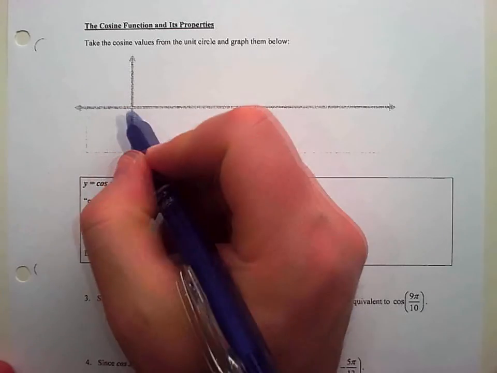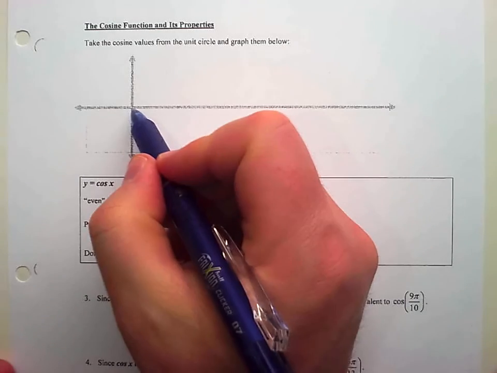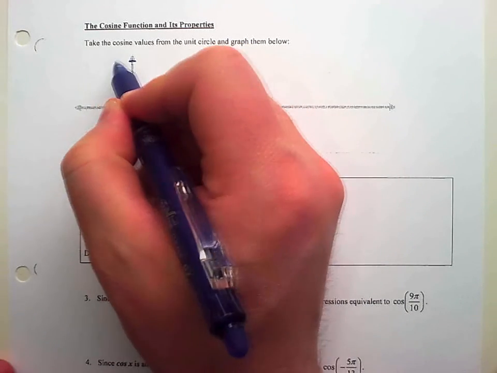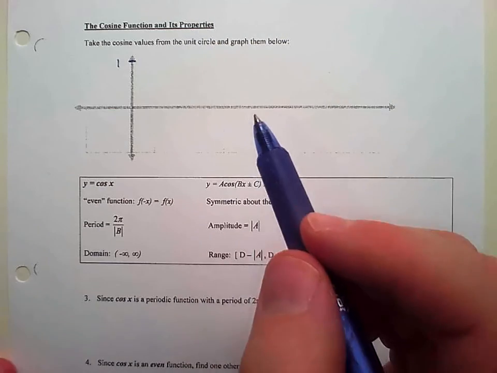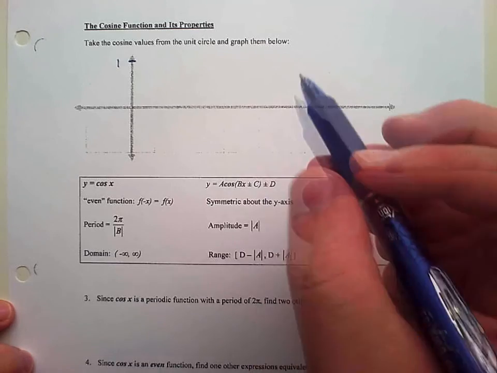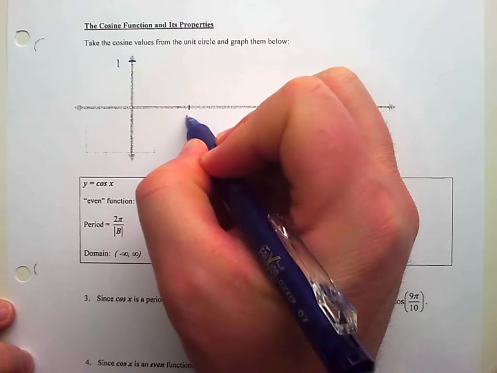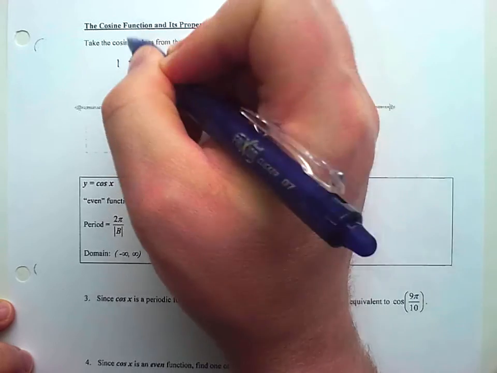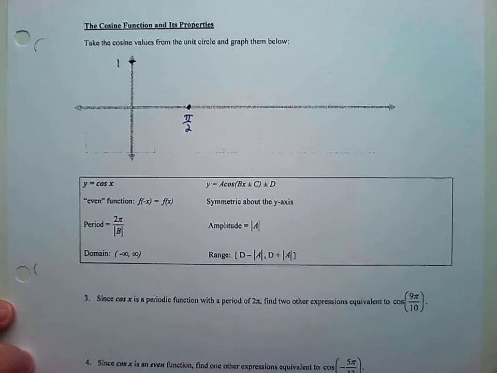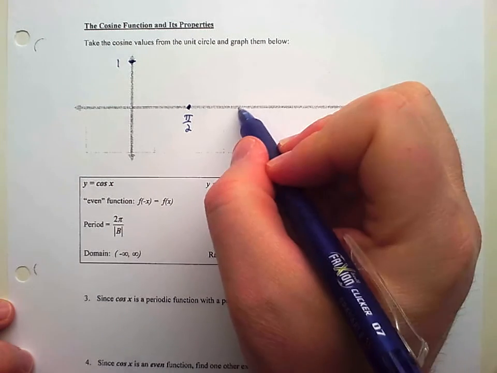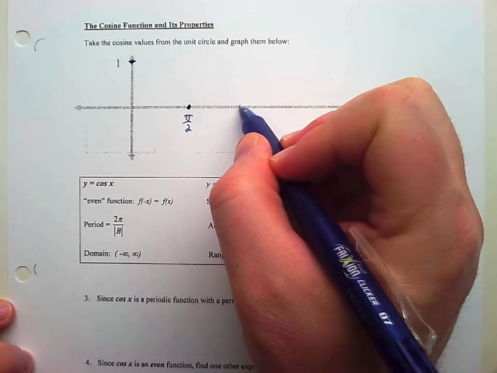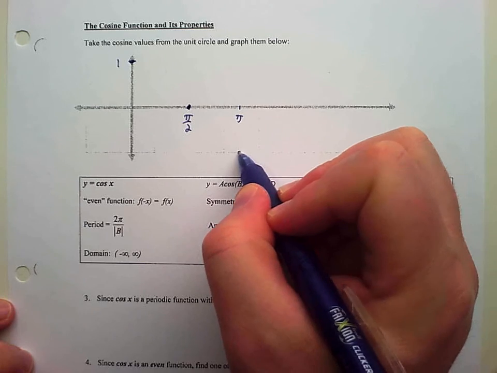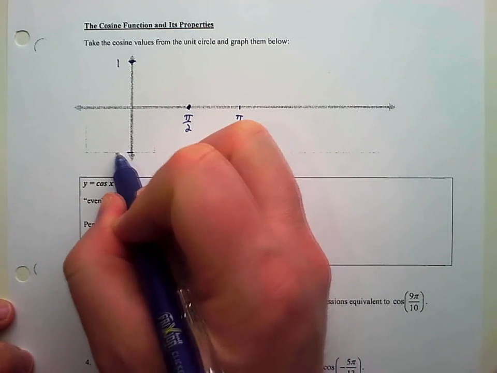But for the cosine, now if we plug in a value of 0 right here, our cosine value is going to be at 1. And when we're at pi over 2, our cosine value is going to be at 0. And when we are at pi, our cosine value is going to be at -1.